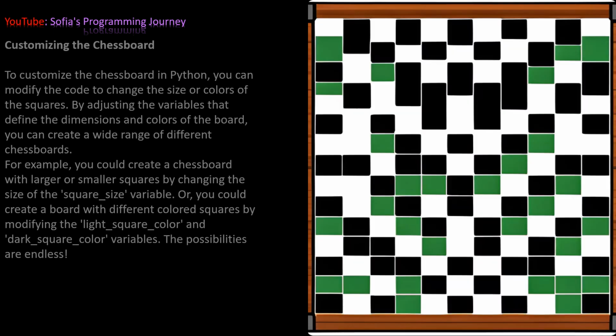To customize the chessboard in Python, you can modify the code to change the size or colors of the squares. By adjusting the variables that define the dimensions and colors of the board, you can create a wide range of different chessboards. For example, you could create a chessboard with larger or smaller squares by changing the square size variable. Or you could create a board with different colored squares by modifying the light square color and dark square color variables. The possibilities are endless.